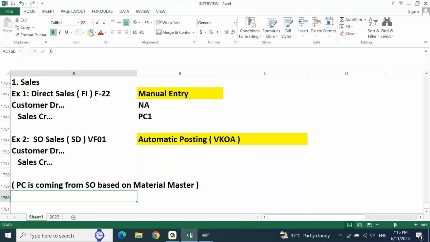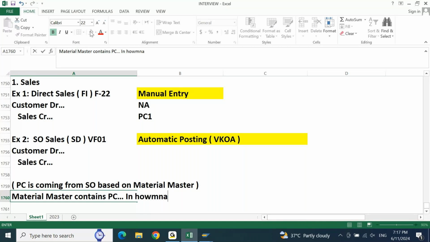Can we update profit center in material master or no? Yes, we can. Material master contains profit center. In how many views of material master we can update profit center?